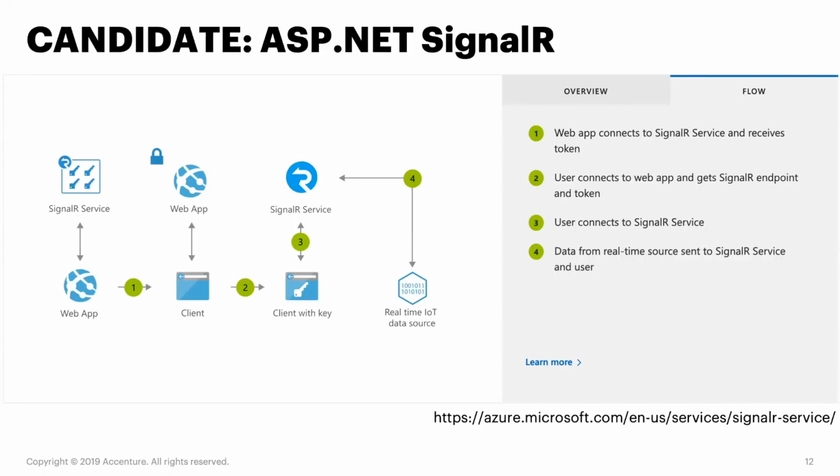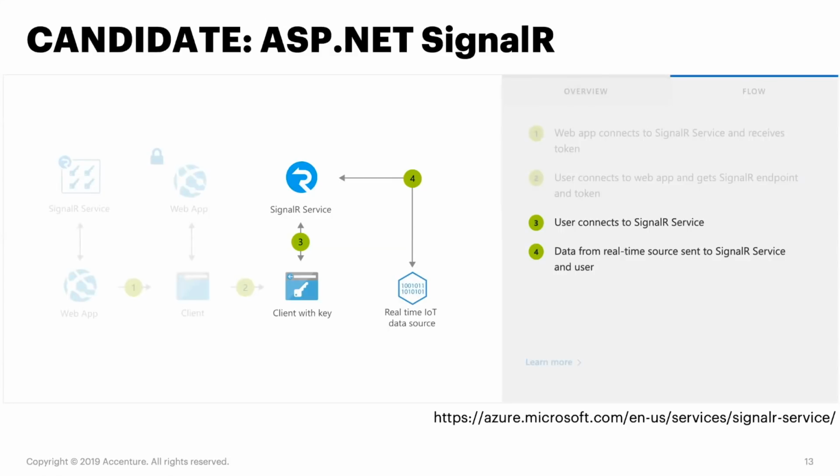Next, I'll talk about two candidate solutions and point out why they didn't meet our requirements. The first one is Microsoft's SignalR. This is from the official documentation and shows how to set up a real-time dashboard for IoT devices. Here's the relevant part. The authenticated clients connect to the SignalR service via WebSocket. The data source publishes events towards the SignalR service, which then forwards them to the client.